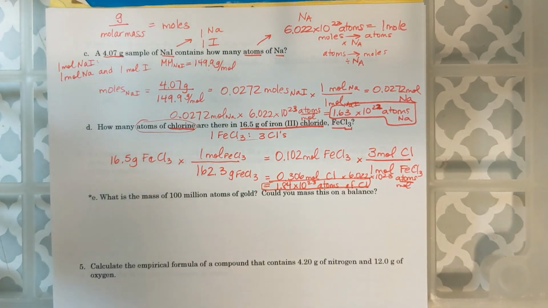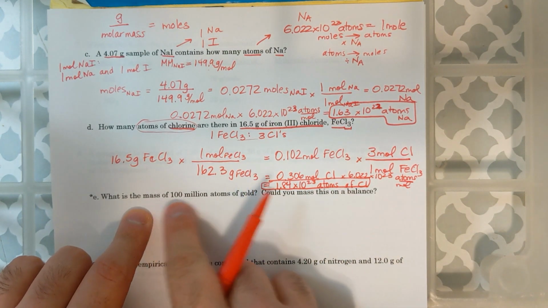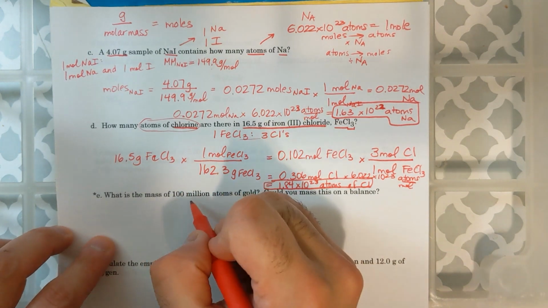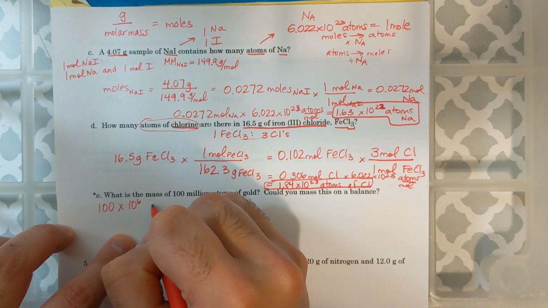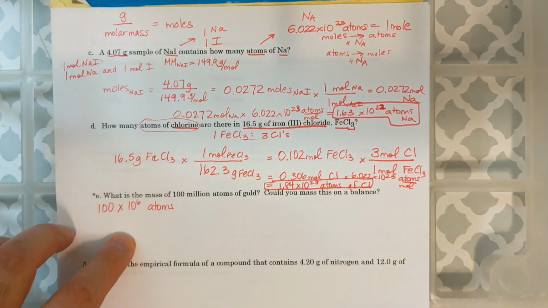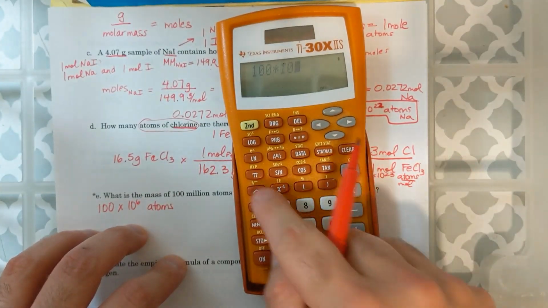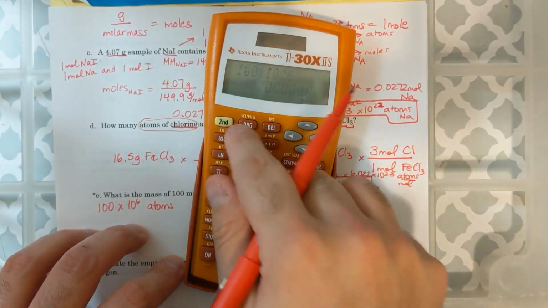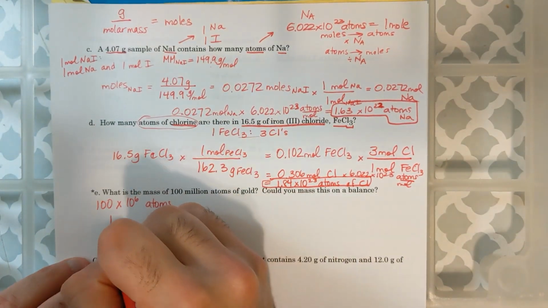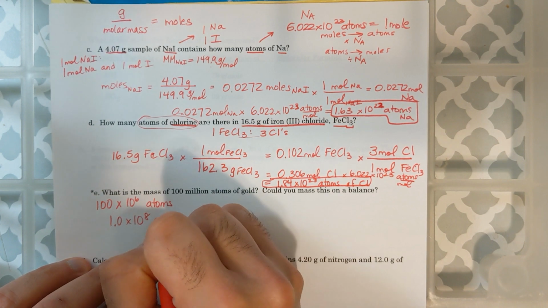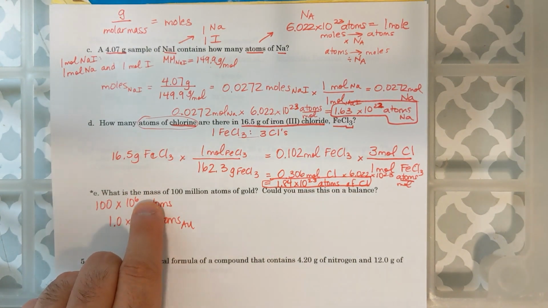Now on the next question, I'm going to go backwards. I have 100 million atoms of gold. What is the mass? And then it asks, could you mass this on a balance? 100 million is 100 times 10 to the 6th atoms, which is 1.0 times 10 to the 8th atoms of Au. Now, it wants the mass.